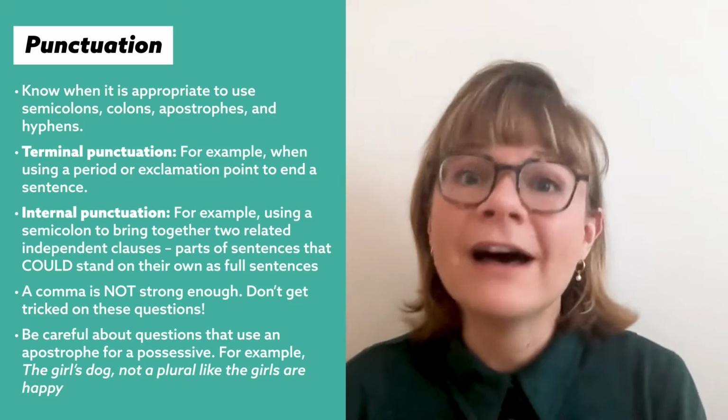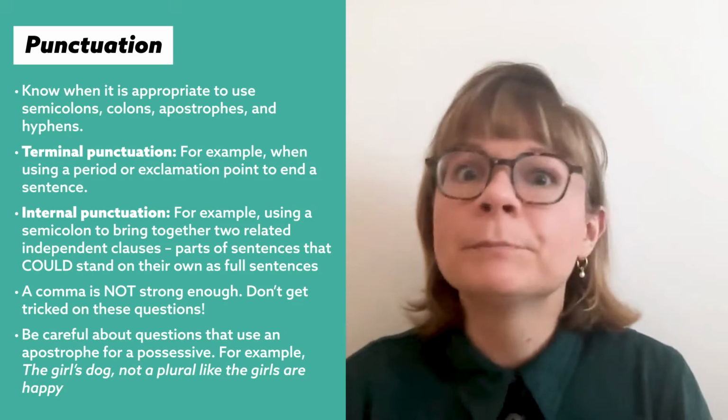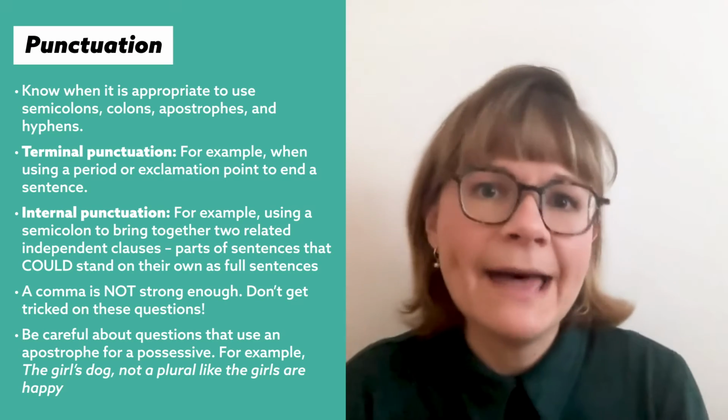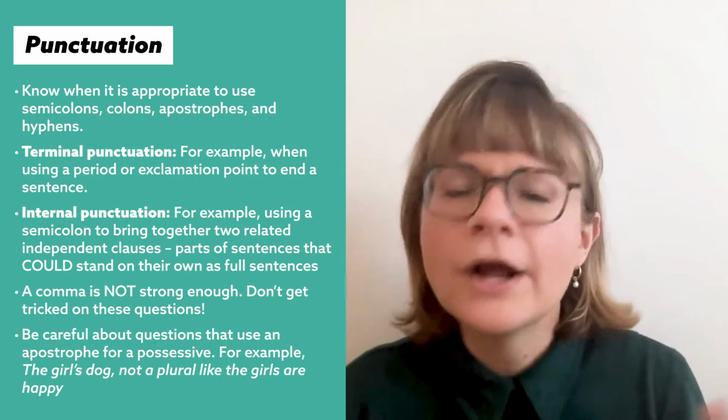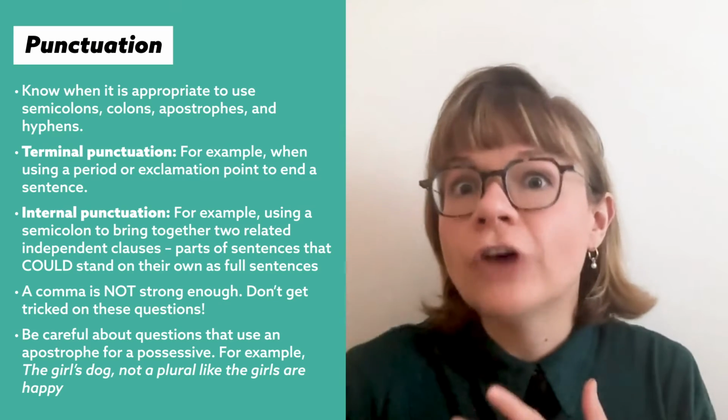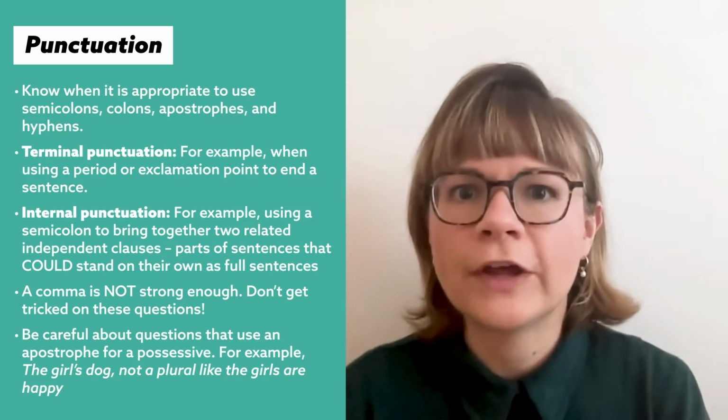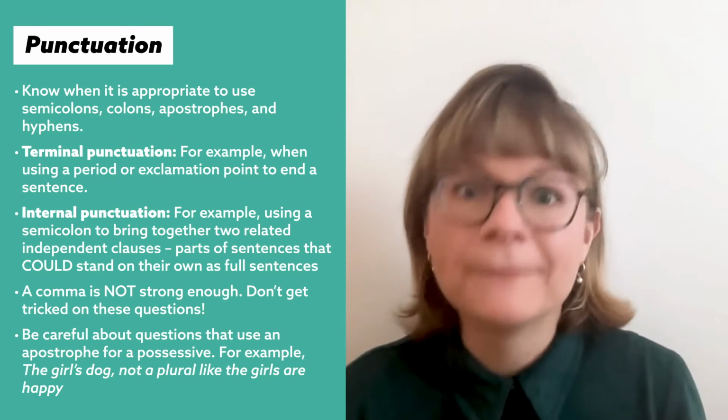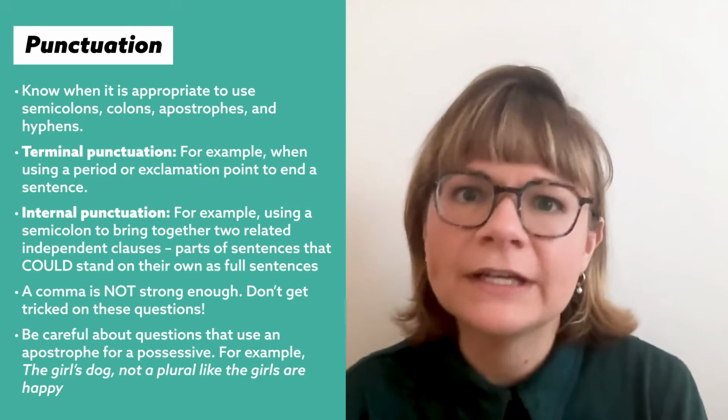Be careful with your apostrophes too, because when we have a plural, like the girls are happy, we don't use an apostrophe there. But then if we say the girl's dog, the dog that belongs to the girl, we can have an apostrophe there because that's about possession. So make sure you know all those differences and review those if you haven't seen them in a while.